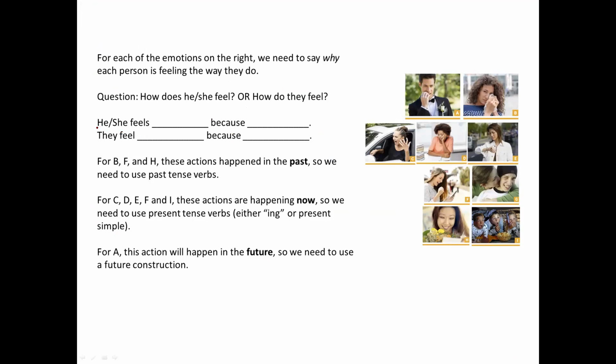So we're going to make sentences like this. He or she feels. Now remember when we have a verb in he or she, we add S to the verb. So he feels emotion because reason why. If we have 2 or 3 or 4 people, we're going to say they. In this case, no S on the verb. But again, we're going to say emotion because reason.